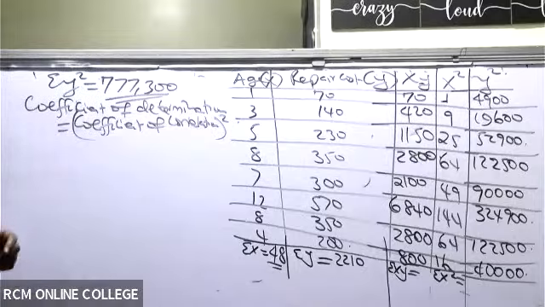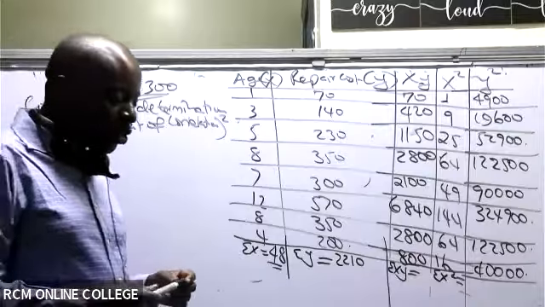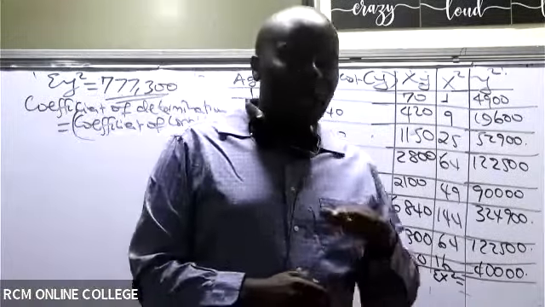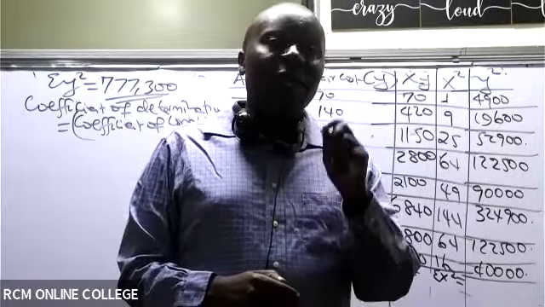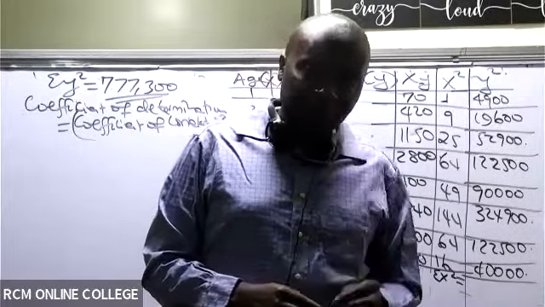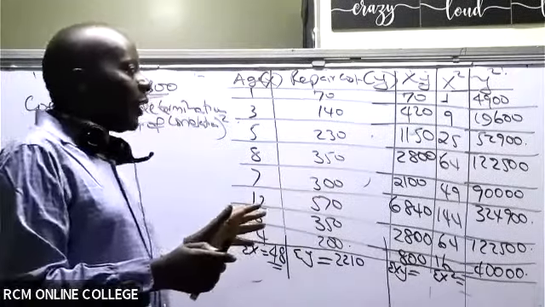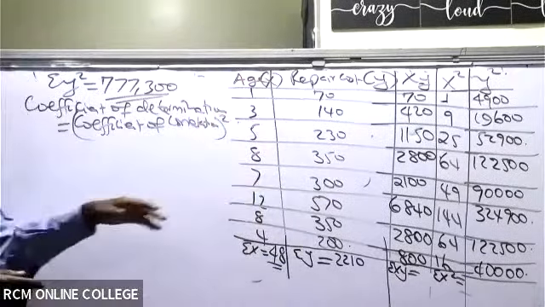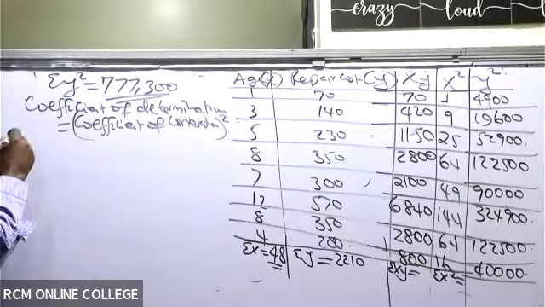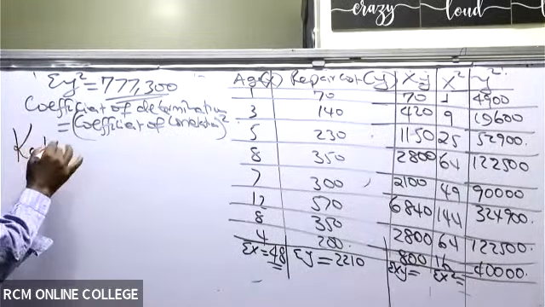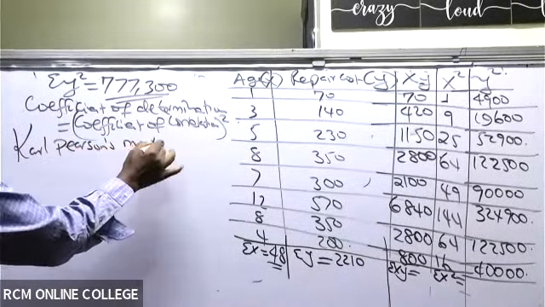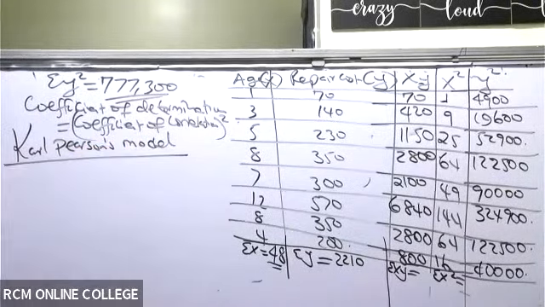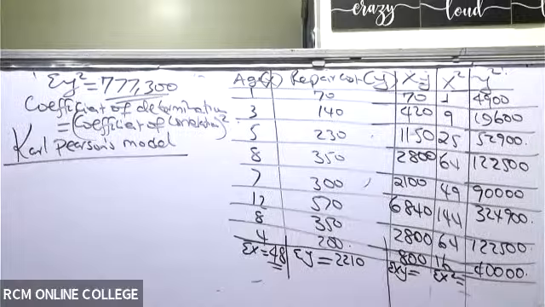Then remember, yesterday I told you that we have two models of getting coefficient of correlation. We have the ranks model, and we have the Karl-Pearson's model. For quantitative variables, like now these are quantitative variables, here we shall use the Karl-Pearson's model. So then how do I get the Karl-Pearson's model?